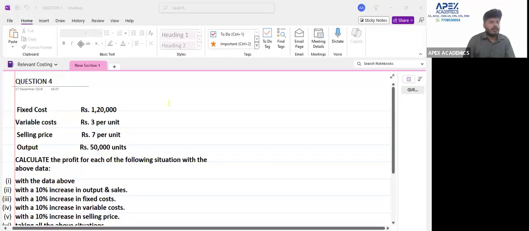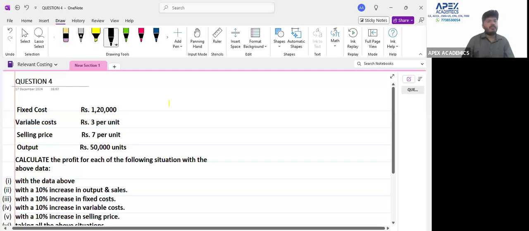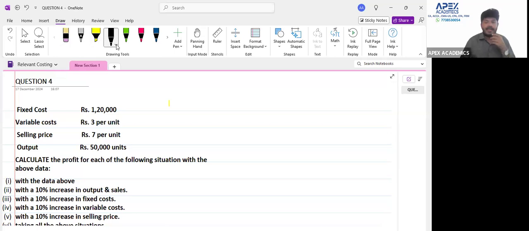Okay. Now question number 4. Question number 3 we have decided to take as homework, but we will put up the solution of that in the video as well. In case there are doubts, or without doubts also, that solution will be put up, not to worry about it. Question number 4. Fixed cost is 1,20,000. Variable cost is 3 per unit. Selling price is 7 per unit. Output is 50,000 units. Calculate the profit for each of the following situations with the above data.